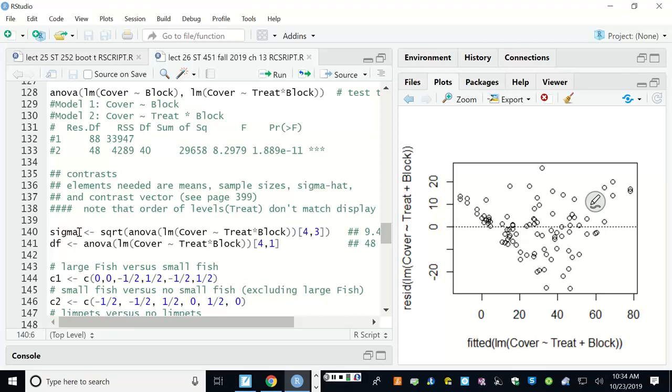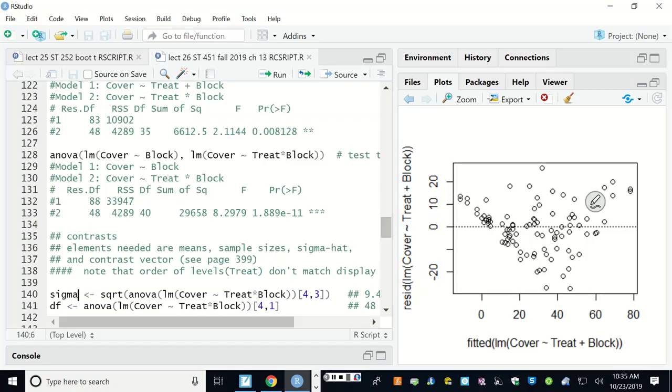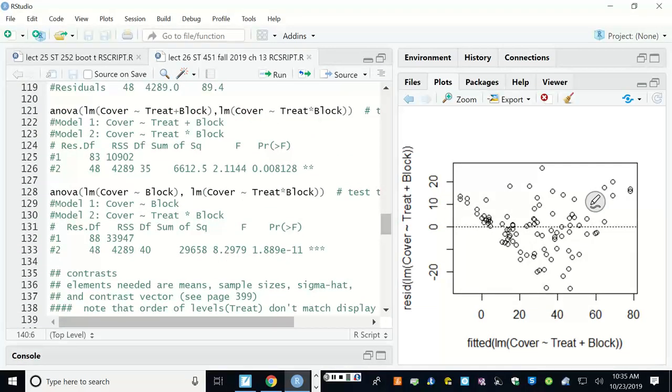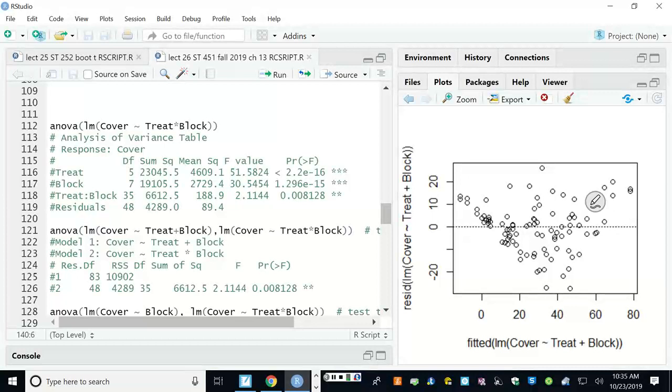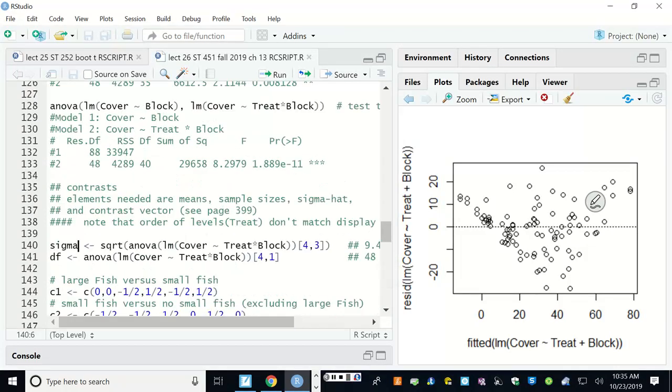The degrees of freedom we need for a t-test, these are all 1 degree of freedom t-tests, specific contrast t-tests, is the t-test from the residuals under the bigger model. So we want 48 from this bigger model. You can pull that off, it's the fourth row, first column, or you could just type 48 if you read it from the output.